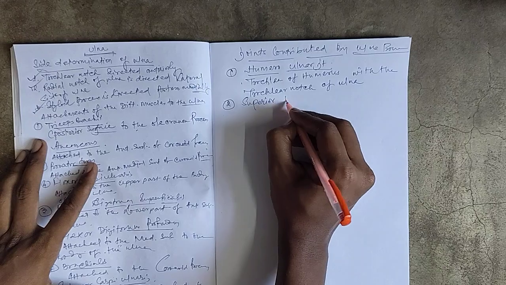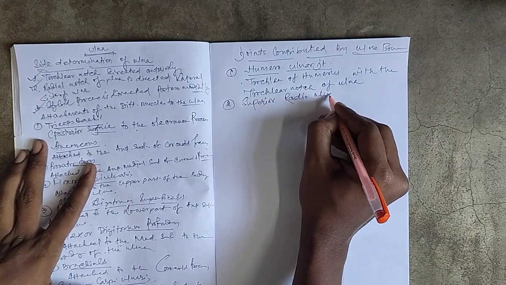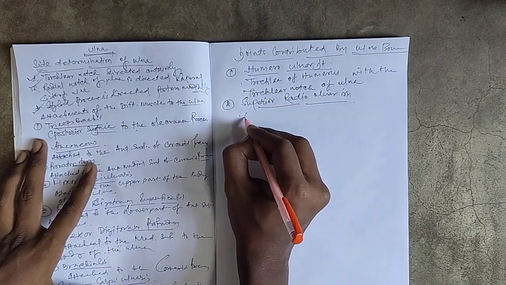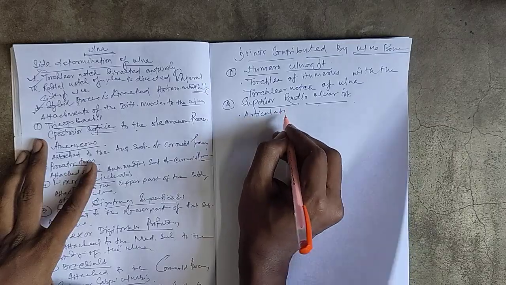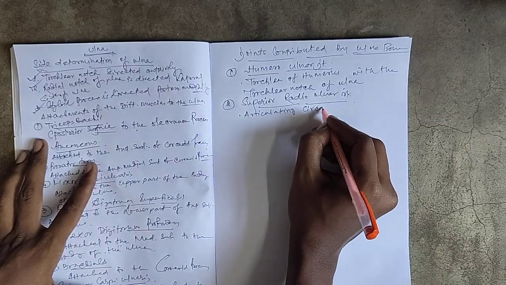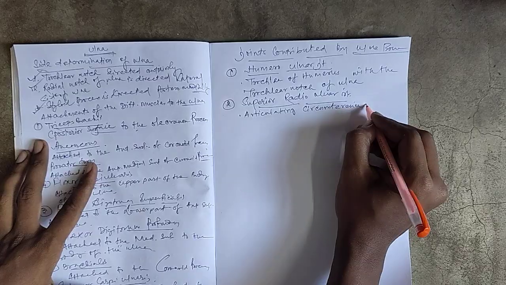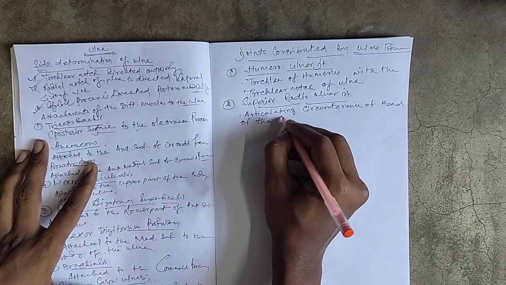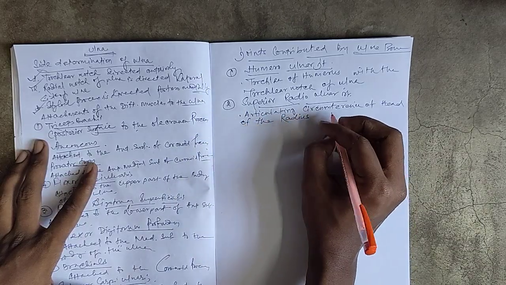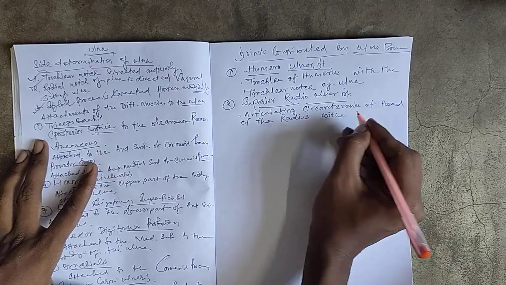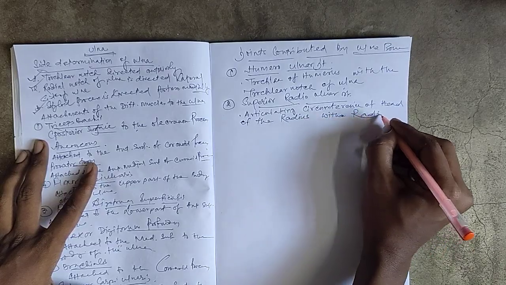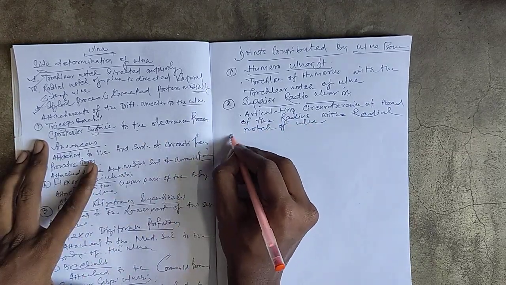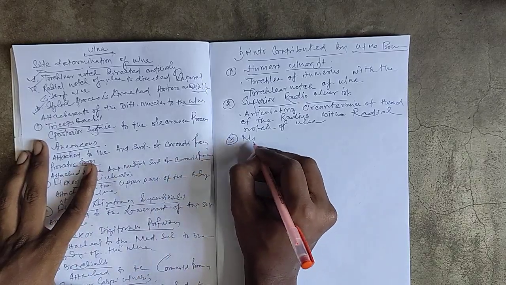Number 2, that is the superior radioulnar joint. This joint is found between the articulating circumference of the head of the radius and the radial notch of the ulna.